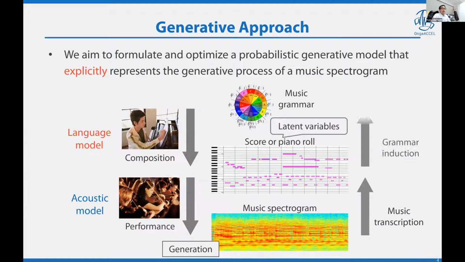In contrast, in the inference process, we aim to infer these latent variables because actually we can observe only the music spectrogram. So we have to tackle these two problems, automatic music transcription and grammar induction. Ideally, these two tasks should be tackled simultaneously, but in this talk, we focus on the music transcription part.